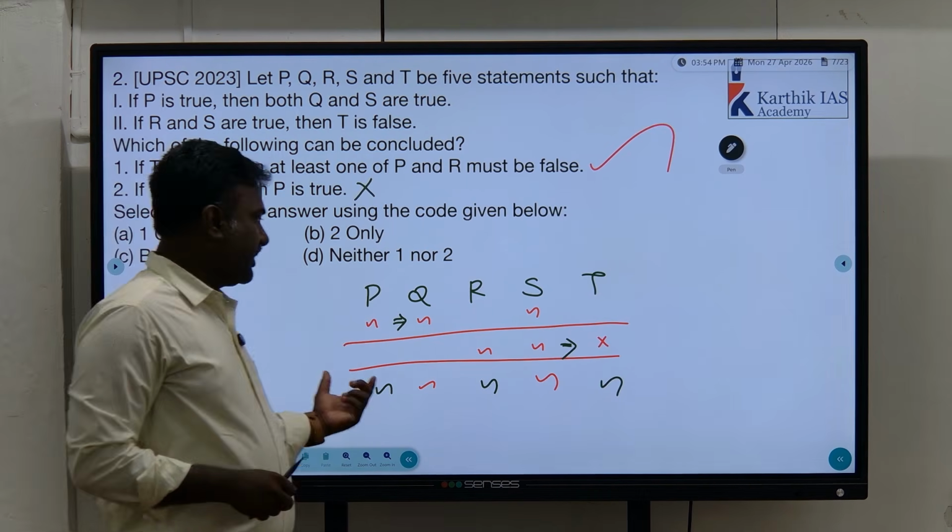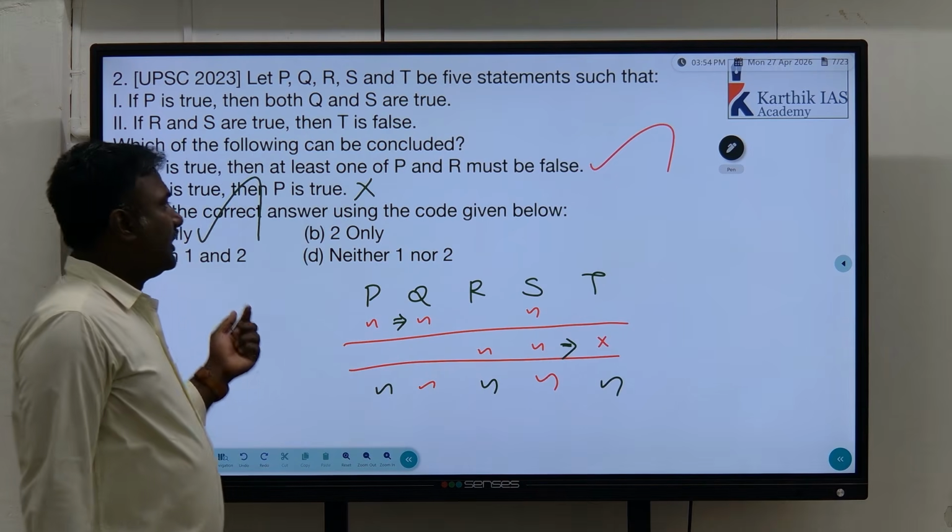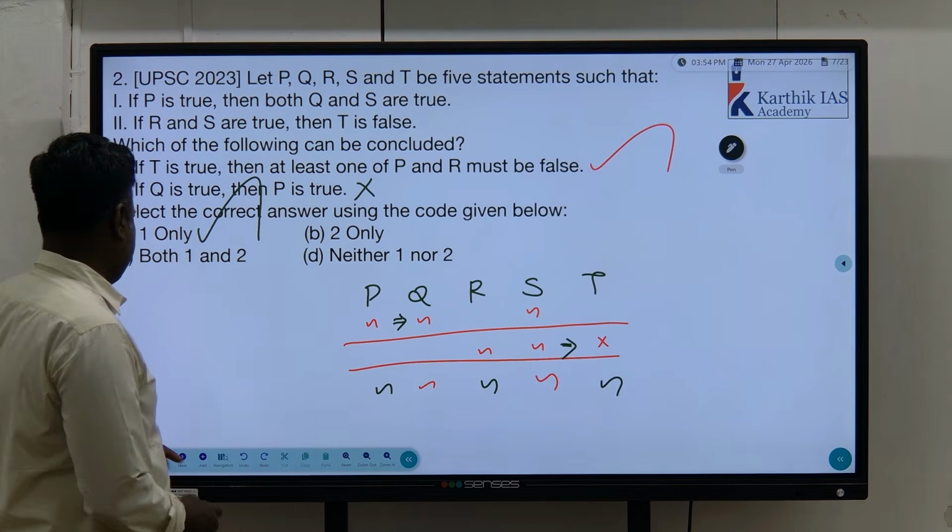A little bit complex statement. Try to understand in the reverse way. Take the contradiction and try to prove it. Clear?